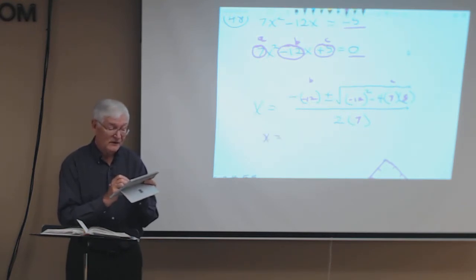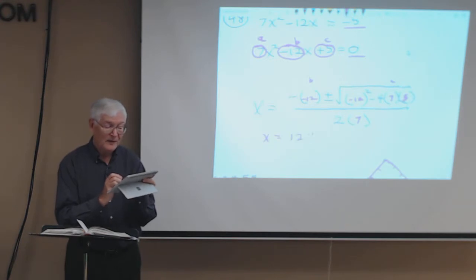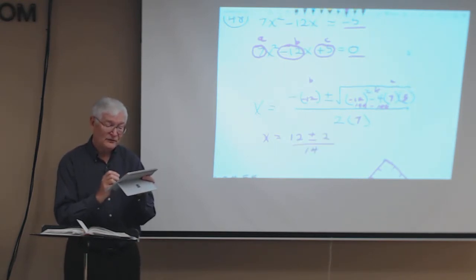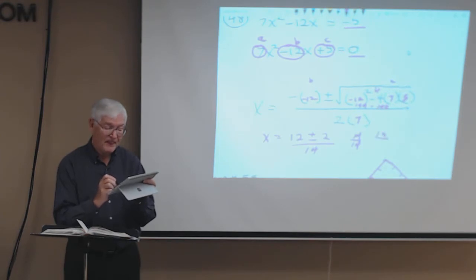So now, what's the negative of negative 12? X equals 12 plus or minus. What's 12 squared? 144. Minus, what's 4 times 5? 20 times 7, minus 140. That would be the square root of 4. What's the square root of 4? 2 divided by 14. So 12 plus 2 would be 14 over 14. 12 minus 2 would be 10 over 14. So the solution set would be 1 or what? 5 over 7.